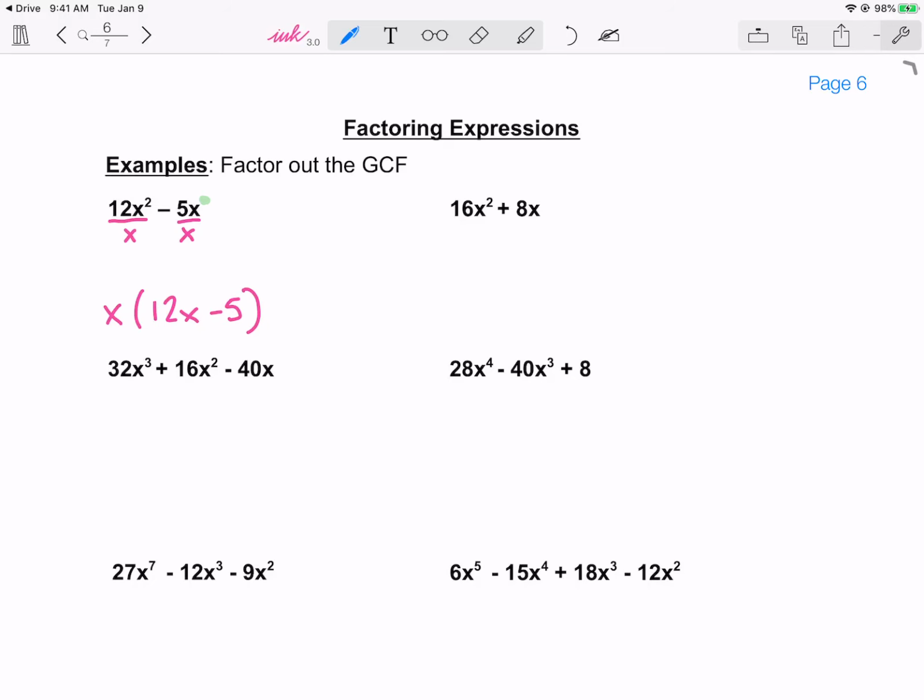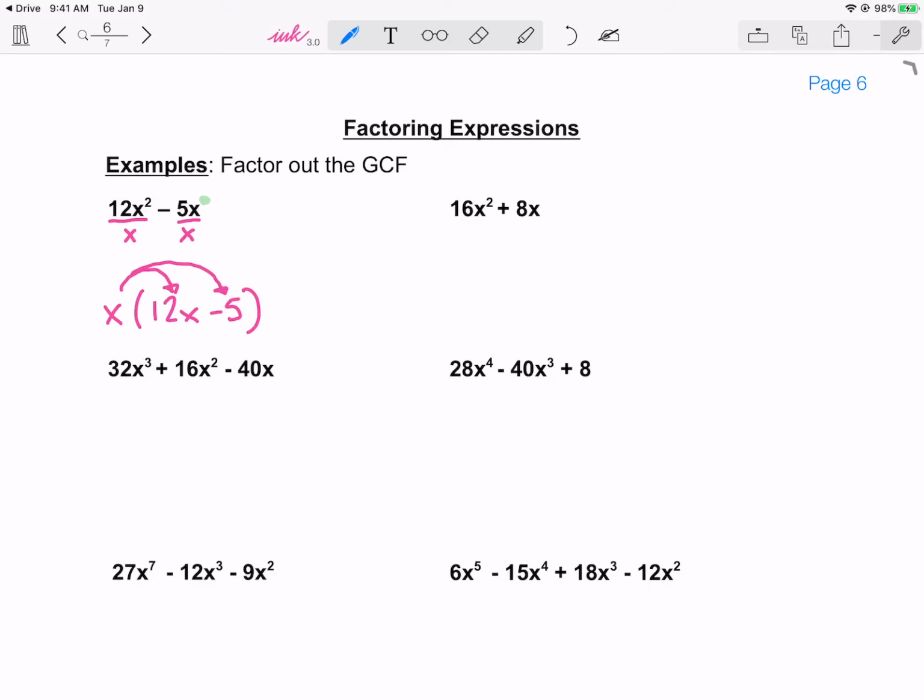Now, what I should do is stop and check my answer. So this is my answer. This expression factors to what I have written in pink. I should check it though. X times 12x gives me 12x squared. X times negative 5 gives me negative 5x, which is exactly what I started with. So I can always check my factoring by simply multiplying my answer out.